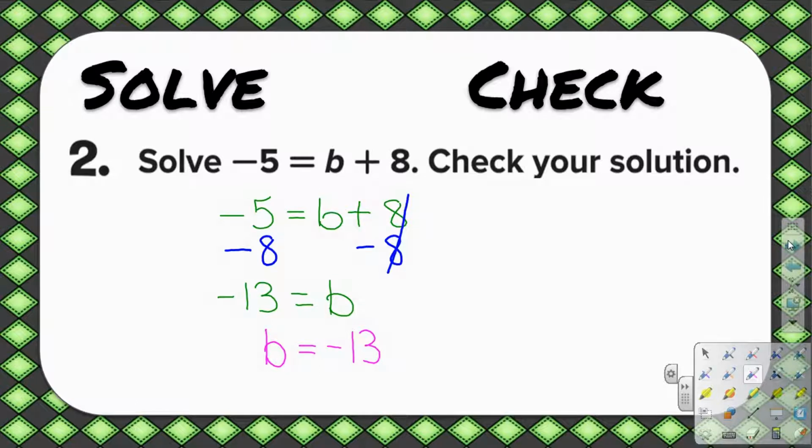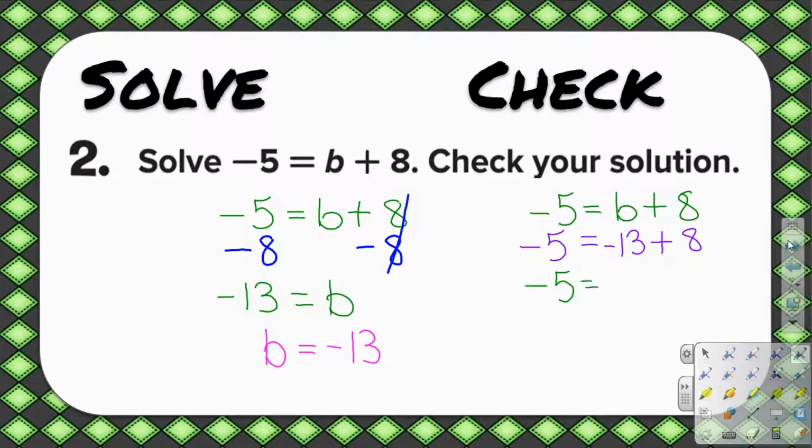All right, before we go on, we're going to come over here and check. We're going to rewrite our equation. Negative 5 equals b plus 8. We're going to substitute in for b what we said our value was. So we're going to put negative 13 plus 8. Go ahead and fill the rest of our equation in. Now, we have negative 5 equals, what is negative 13 plus 8? Yes, it is negative 5. It checks out. So our solution, b equals negative 13, is correct.